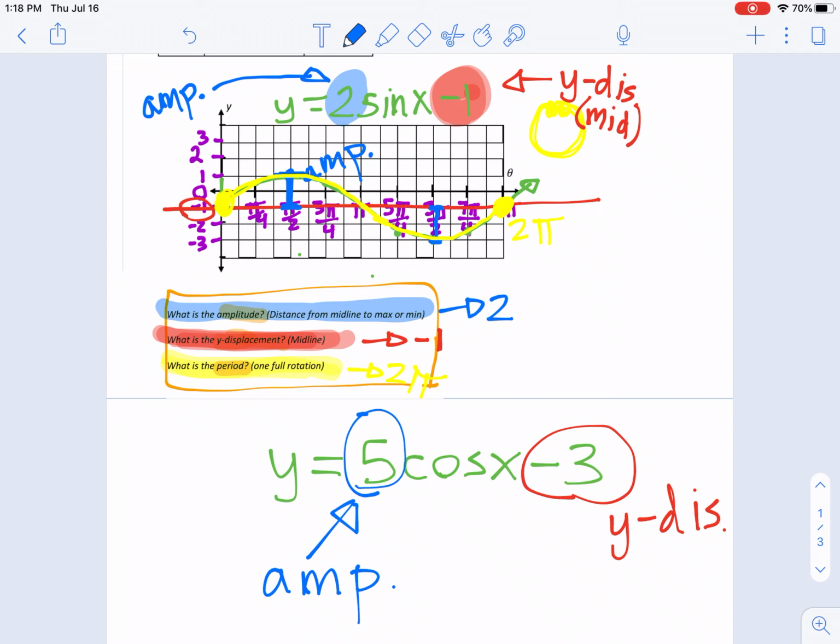So you can find those values by looking at the actual graph, which is what we did first, or you can simply look at the equation and know that that's what the 5 in this case and that -3 represent. So that's something also to keep in mind.